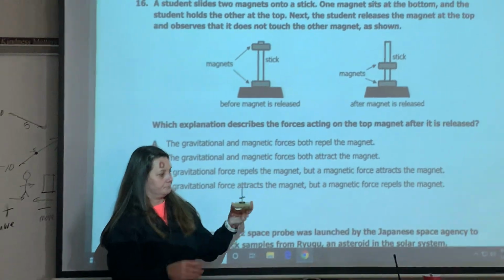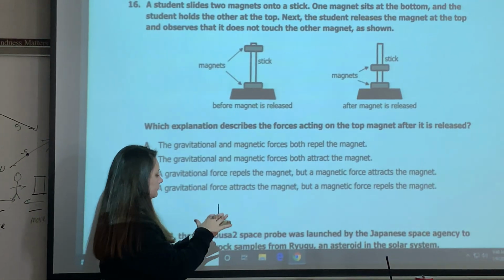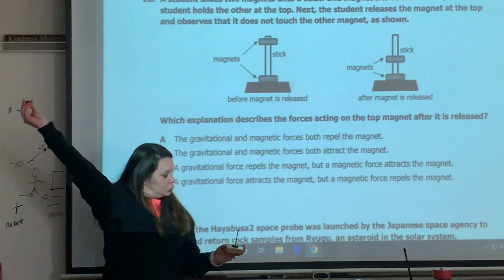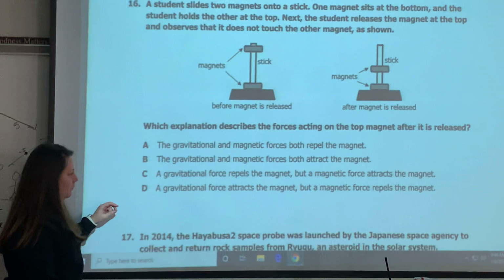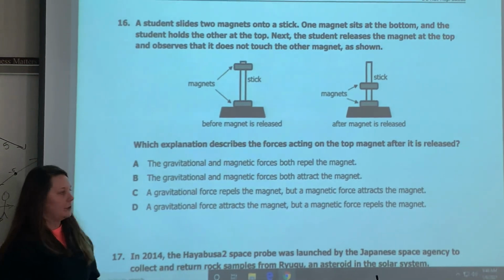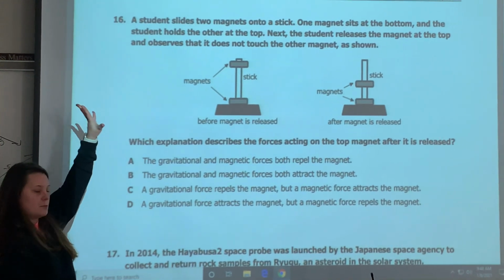Ms. House, what if gravity repels it? What would the magnet do if the gravity repelled? Okay, all right. It would shoot up off. So gravity is definitely not repelling. Correct. Remember, gravity is going to pull you down. If not, it's going to be shooting back up.